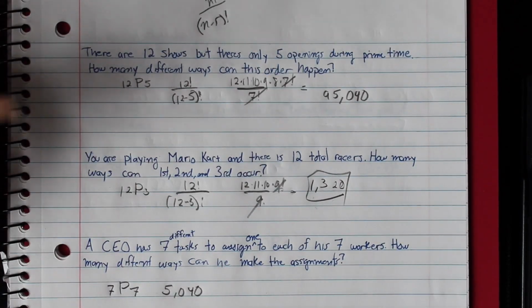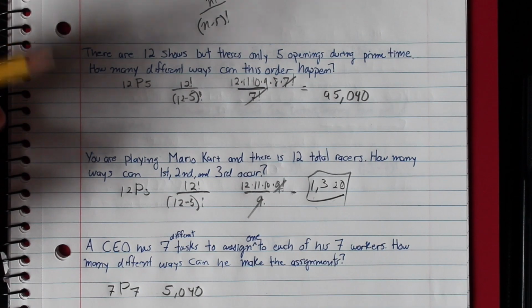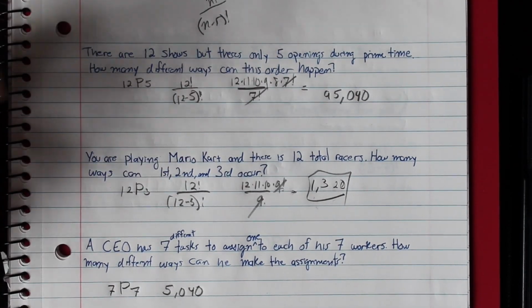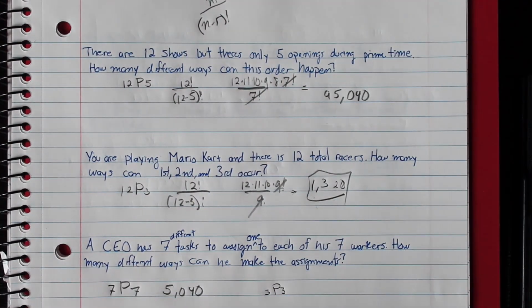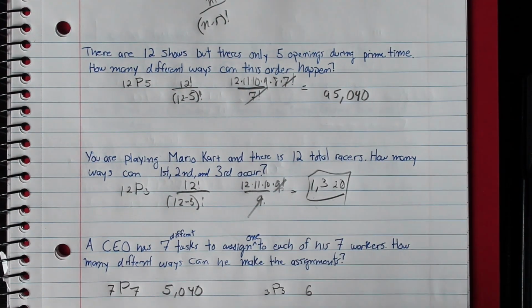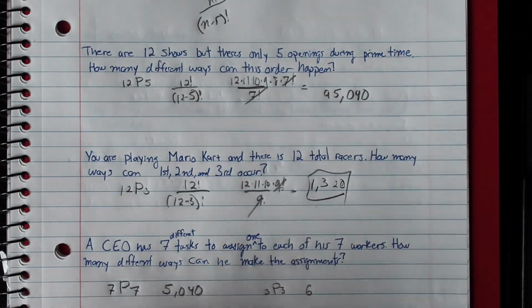You might get confused by that and say, well, that's kind of weird, but you could think of it in a smaller number, like 3. He's going to assign 3 tasks, 1 to each of his 3 workers. That would be like 3P3, and I believe that would be 6. So that's how many different ways you can assign a task to those 3 people.